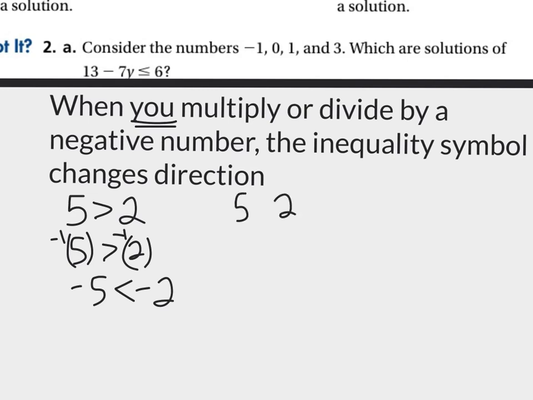And it works the same way if we're dividing. 5 is greater than 2. If we divide both of those by -1, same thing. We get -5 and -2, and once again, -5 is less than -2. So that's just an example to show you why this actually works with just numbers before we actually do this with variables.